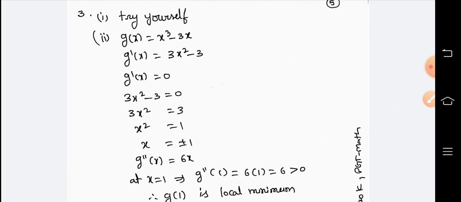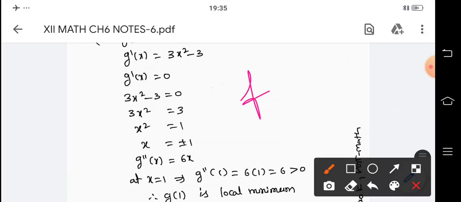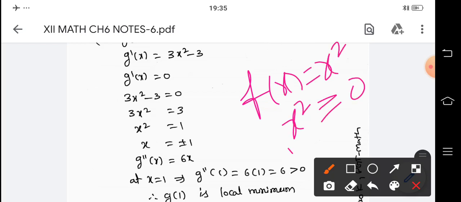See that first question, f of x is equal to x square. You can try that question yourself because it is easy, like the first model only. Find out the derivative, otherwise x square is greater than or equal to 0. So x square is always greater than or equal to 0, so it has a minimum value which is 0. Done, that's all.